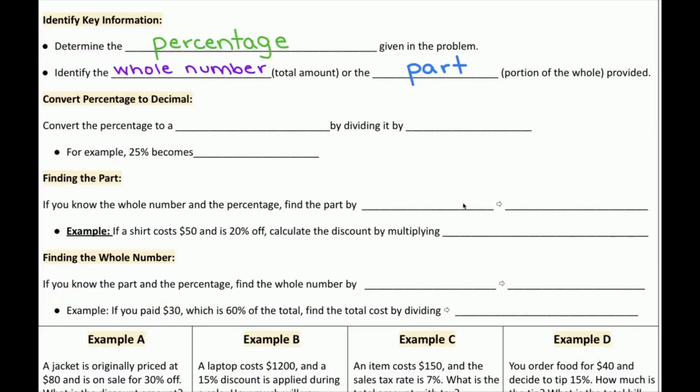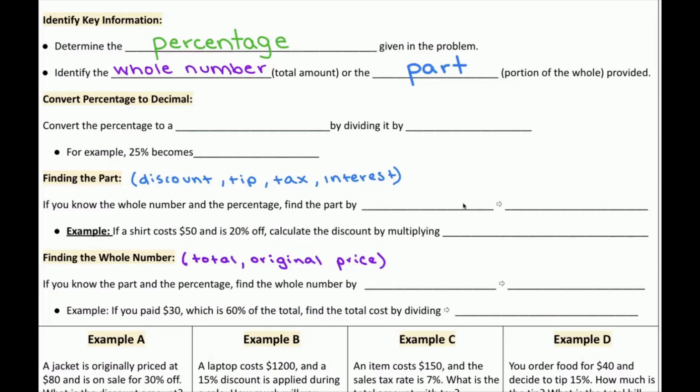So before we move on to our next note, some examples of the part are discount, tip, tax, interest. Make sure you're writing these down. And some examples of the whole are total or original price. So this will help you figure out what the problem's asking for. Remember, pause the video if you need more time.